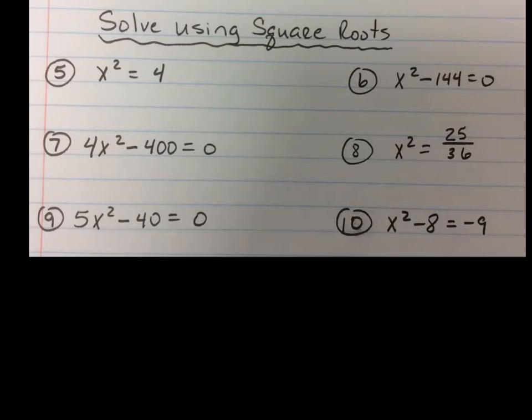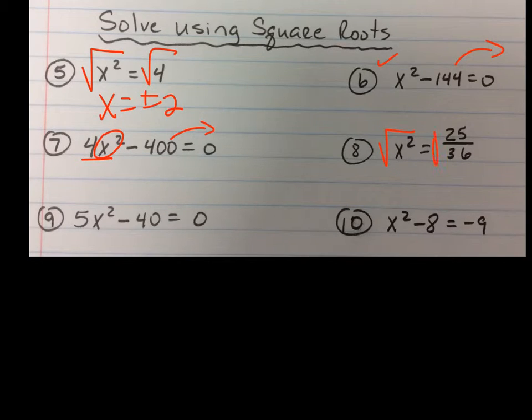On number 5 through 10, you're solving using square roots. So like on number 5, you take the square root of both sides and you get x equals plus or minus 2. Okay, on number 6, 7, 8, 9, and 10, you're going to have to move that number to the other side, then take the square root of both sides. Here, you have to move the 400 over, then divide both sides by 4 to isolate the x squared.